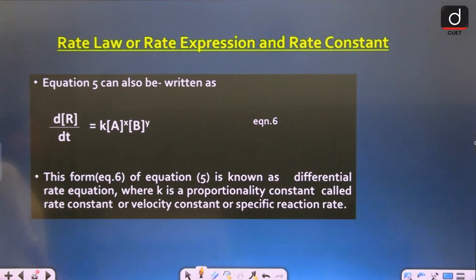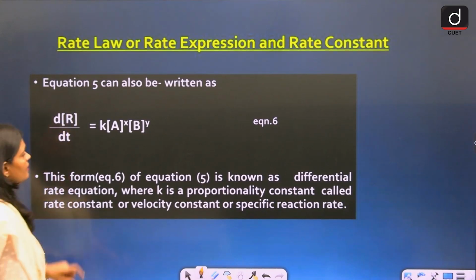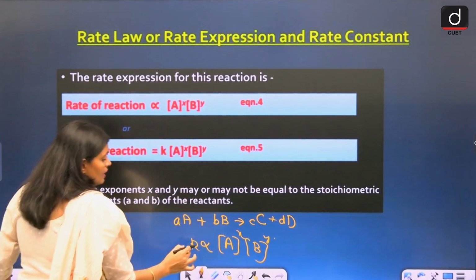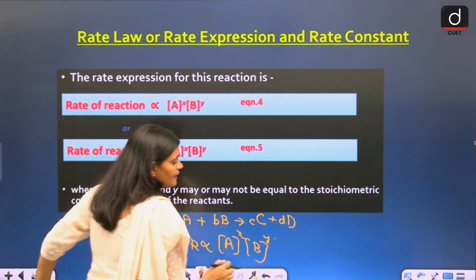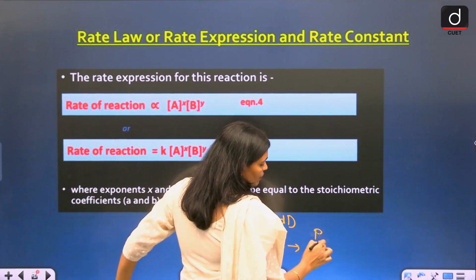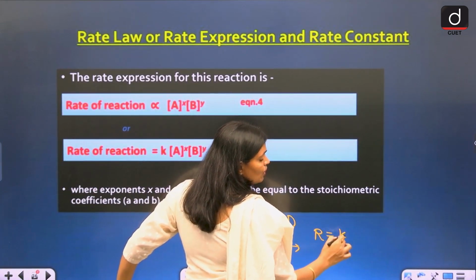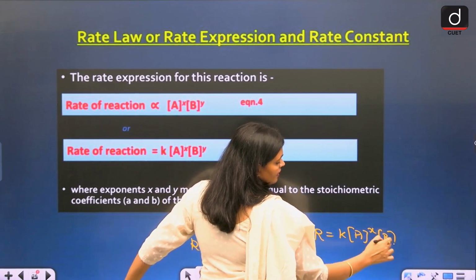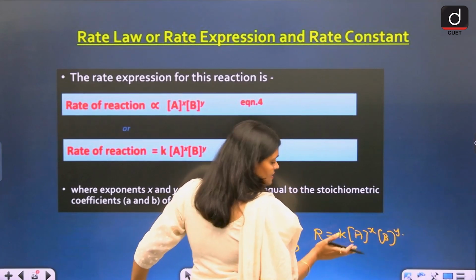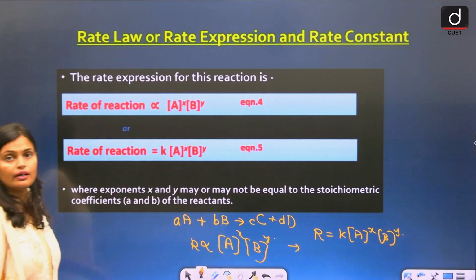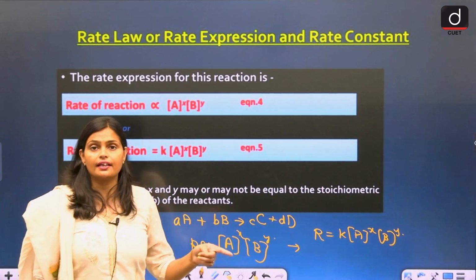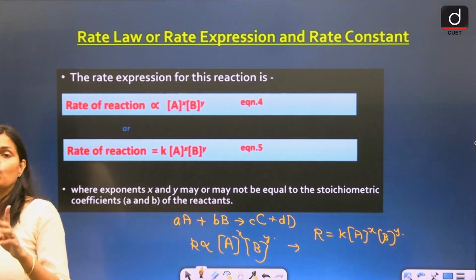Now, to remove the directly proportional sign, what do you add? R is equal to k [A]^x [B]^y. This is how you write the rate law. To remove the proportionality, you use k. k is the rate constant.